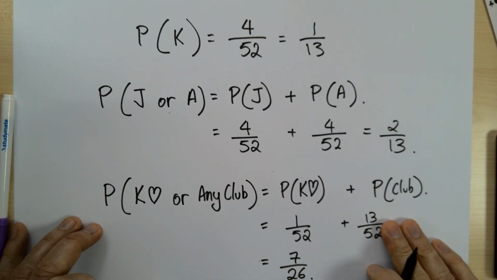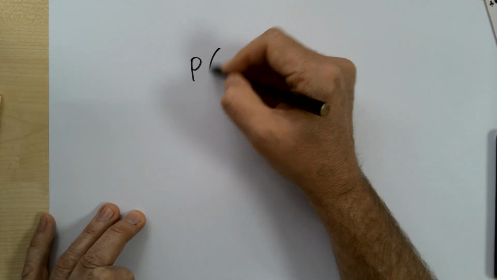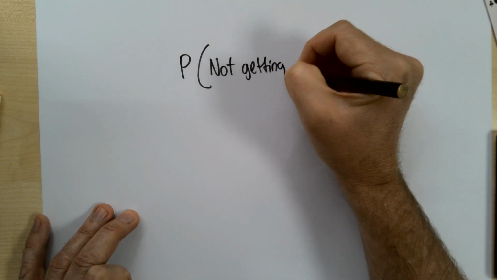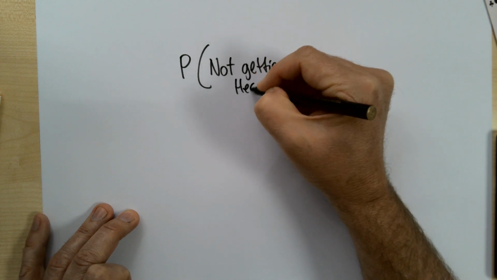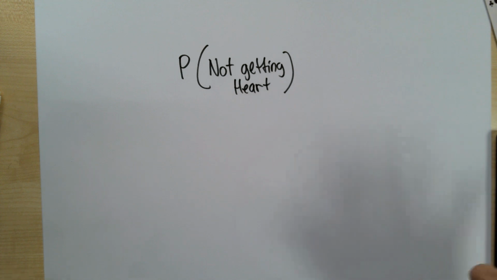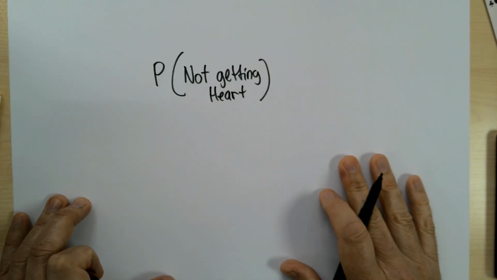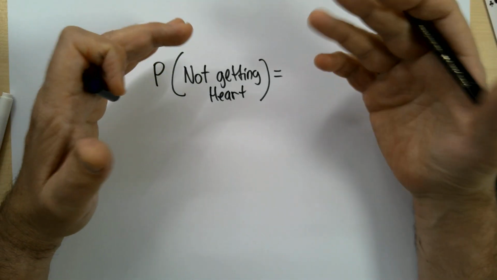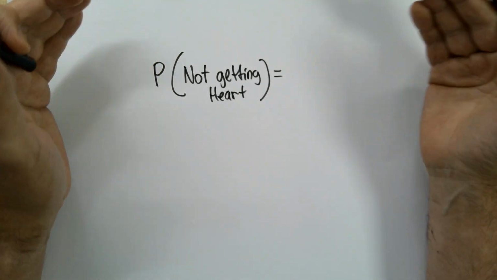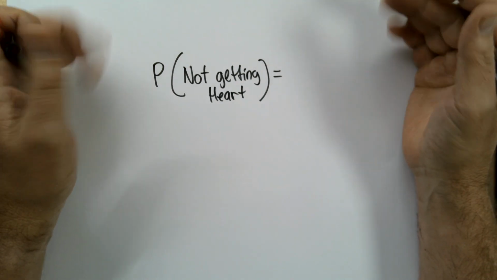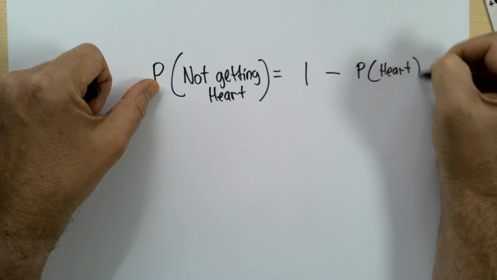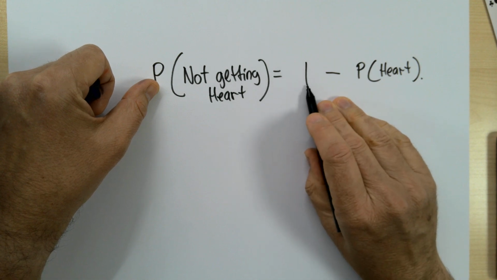Okay. Now, one more thing. What if it says this? What's the probability of not getting a heart? I want anything but a heart. Okay. Well, there's a couple of ways you can do that. You think, well, what's in there other than a heart? You can actually count up everything that's not a heart. But here's an easier way to do it. 1, subtract the probability of a heart. Probability of getting any card is 1. Okay?